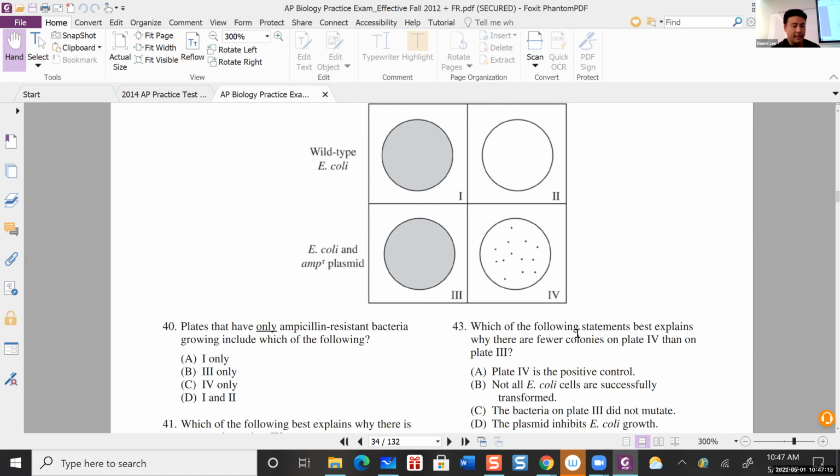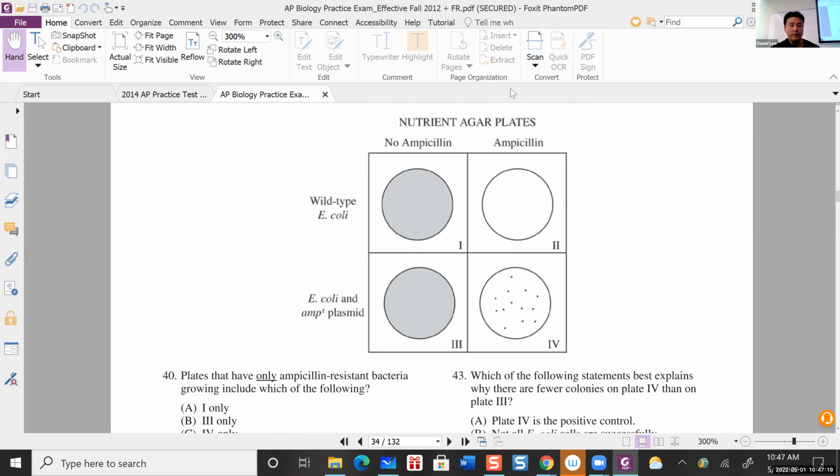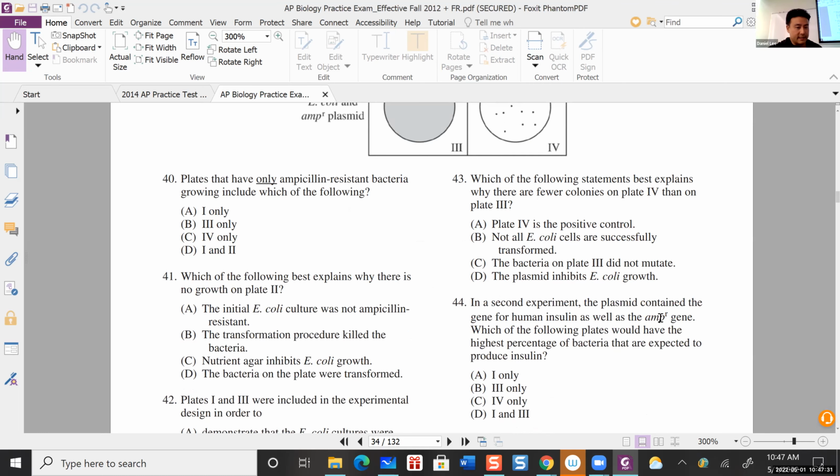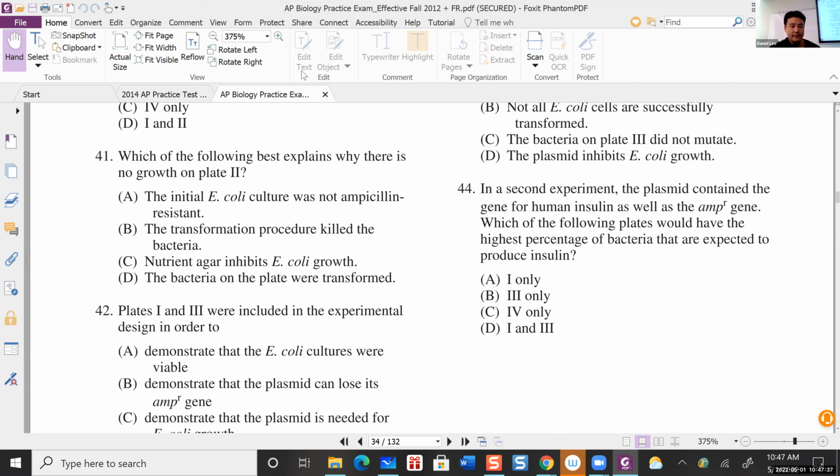And then if you look at 41, which of the following best explains why there is no growth in plate two? Well, there's no growth in plate two because nobody is resistant to ampicillin, so everyone dies, okay? That's basically the reason. There's no transformation occurring there. So if you look at this one then, the initial bacterial culture was not ampicillin resistant, that's pretty good. The transformation procedure killed the bacteria, that makes sense. Agar inhibits growth? No, agar is the nutrient. Bacteria will transform. If you're transformed, you should be resistant. So the only choice left is A, by elimination. So eliminate a stupid answer, they'll put some in there.